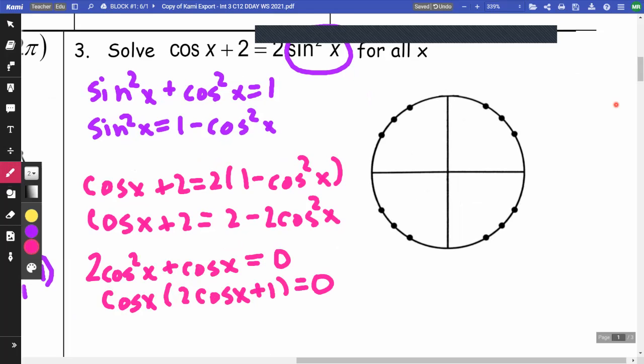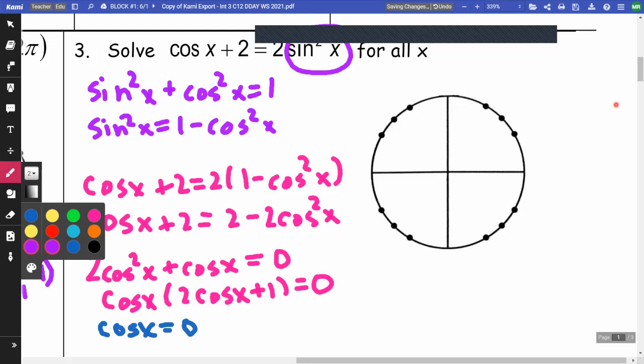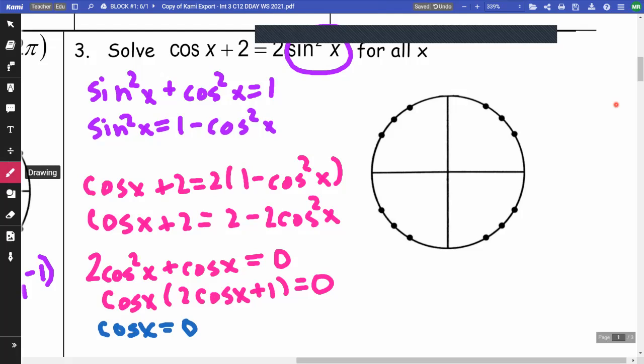So I'm going to have 2 situations I'm going to be working out. One of them is going to be what makes my cosine x equal 0. The other one is, if I set that equal to 0, cosine x is equal to negative 1/2. And we're doing this for all x. So my cosine x is 0 here, which is pi halves, and here, which is 3 pi halves.